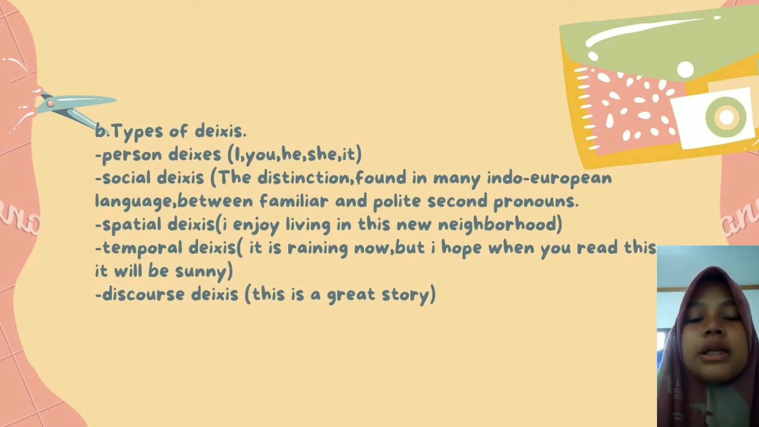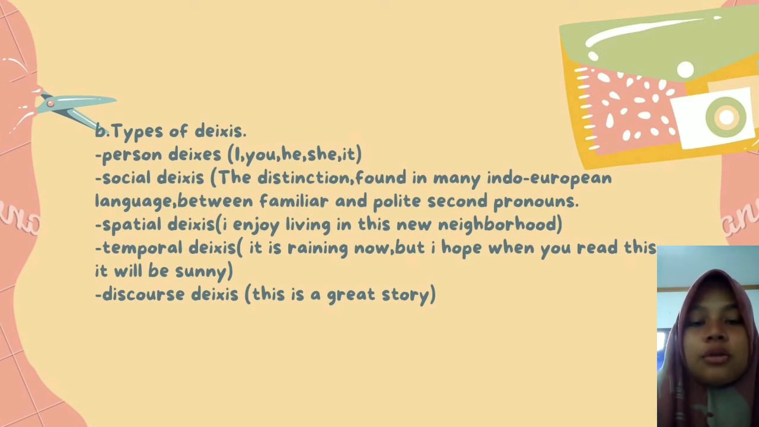The next one is spatial Deixis. Spatial Deixis or place Deixis concerns itself with the spatial location relevant to an utterance. Similarly to personal Deixis, the locations may be either those of the speaker, an addressee, or those of persons or objects being referred to. Example: I enjoy living in this new neighborhood. Next one: she was sitting right there. So right there is the spatial Deixis or place Deixis, and new neighborhood is an example of the spatial Deixis or place Deixis too.